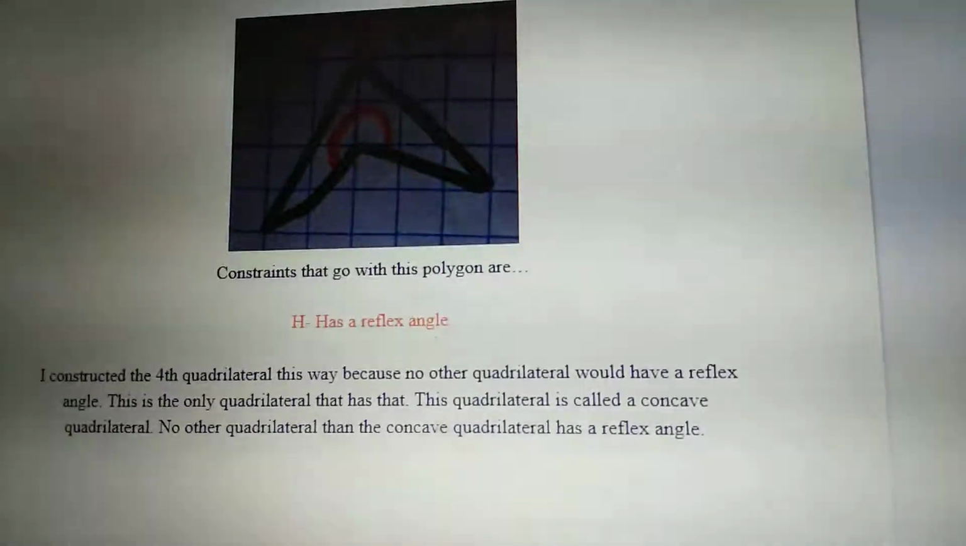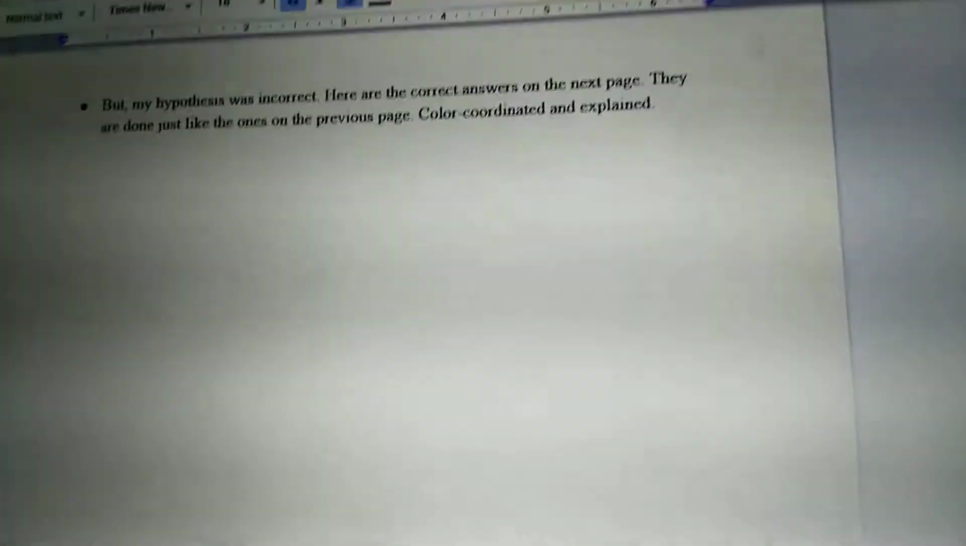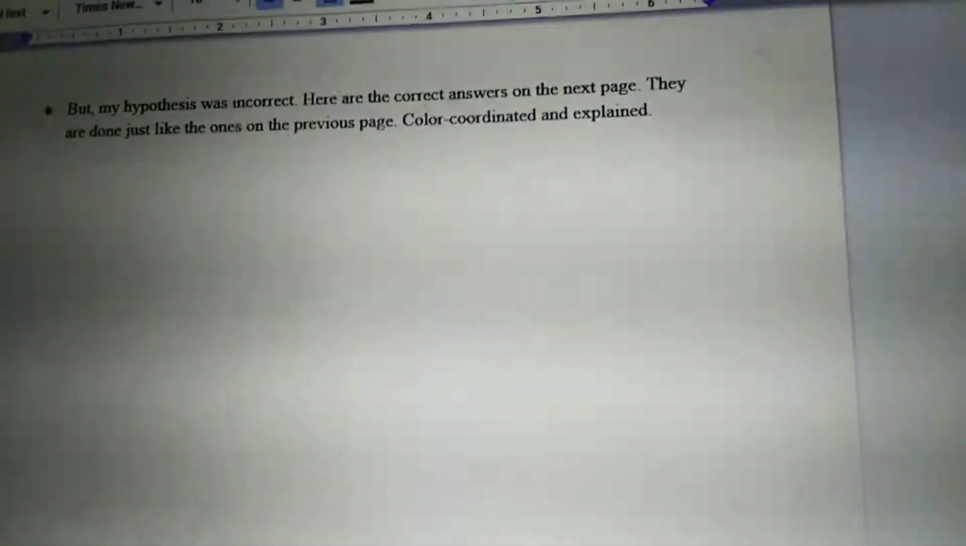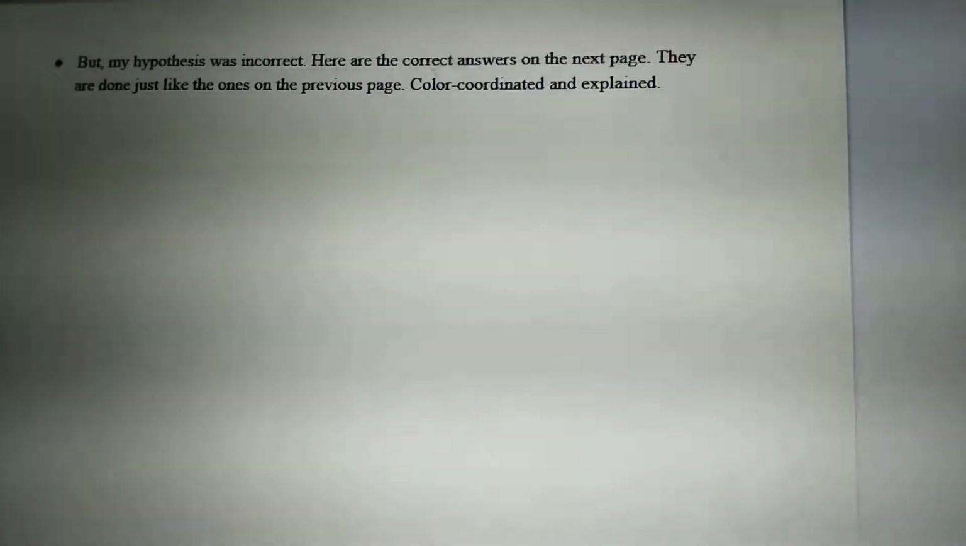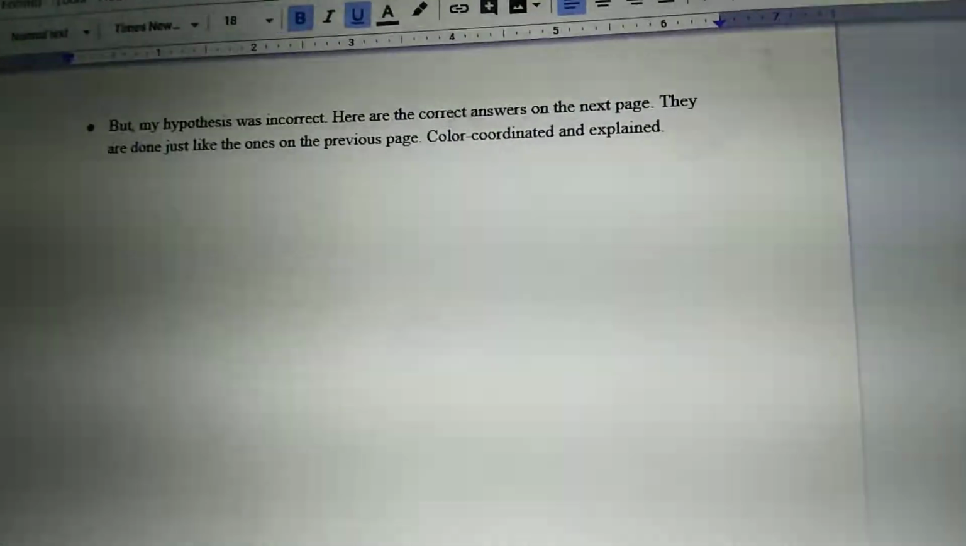And was my hypothesis correct? We're going to find out. My hypothesis was incorrect. And the correct answers are on the next page, and they are in the same format as the previous page, so do not get confused.